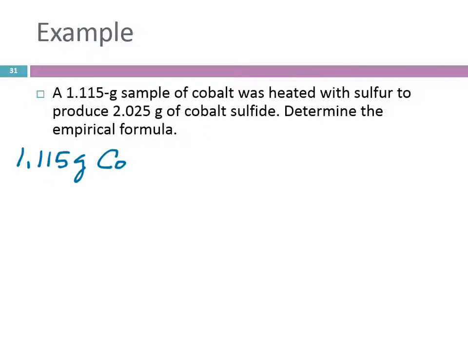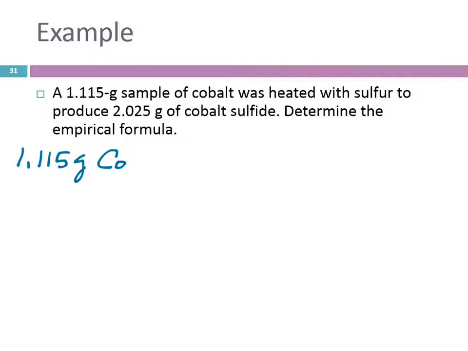Now, it says that that was heated with sulfur to make 2.025 grams of cobalt sulfide. All of this cobalt is still in the cobalt sulfide. But why does this product weigh more? Because sulfur reacted and is in there also. So how could we find the mass of the sulfur in that compound?